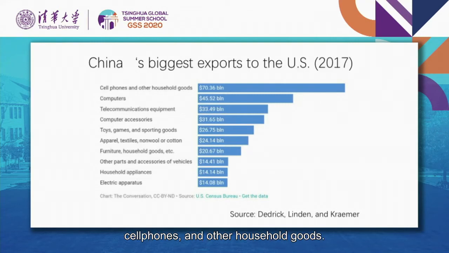Cell phones and other household goods, it was about $70 billion of business. That's the biggest, in 2007, China's biggest exports to the US, as given on this slide. Cell phones and other household products are one of the largest items. Recently, China is moving up the value chain. For iPhone 7, only about $8 was produced in China, but for iPhone X, a lot more is produced in China. Still, China's value added is only about 1/4 of the total export value recorded in the books.